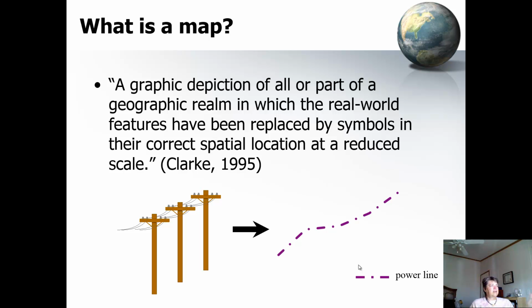But as it says here, it's a graphic depiction of all or part of a geographic realm or area where the real world features are replaced with symbols. And the symbols should be in the correct location at a reduced scale. Now, some of you may have seen these Galveston fun maps or Texas fun maps where they've got the general shape of Texas, and right where Austin is, there's a big UT tower or a giant looking Capitol building or a big star or something like that. And then over in Houston, there's a giant downtown area looking thing. It's not to scale. It's just kind of a fun map. But this is the definition of the maps that we will be making here.